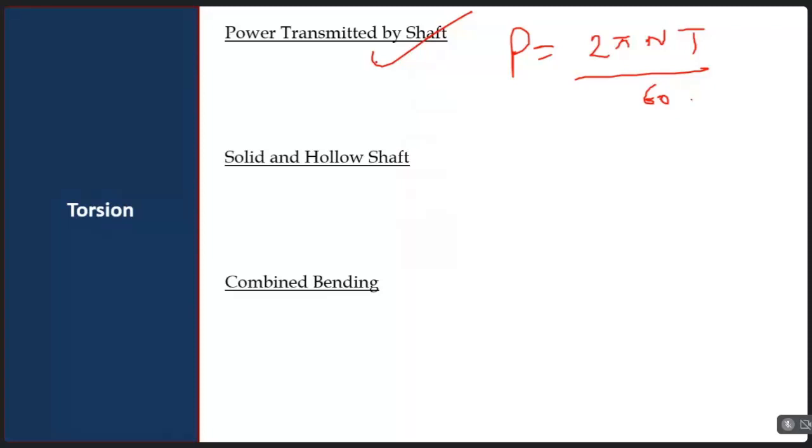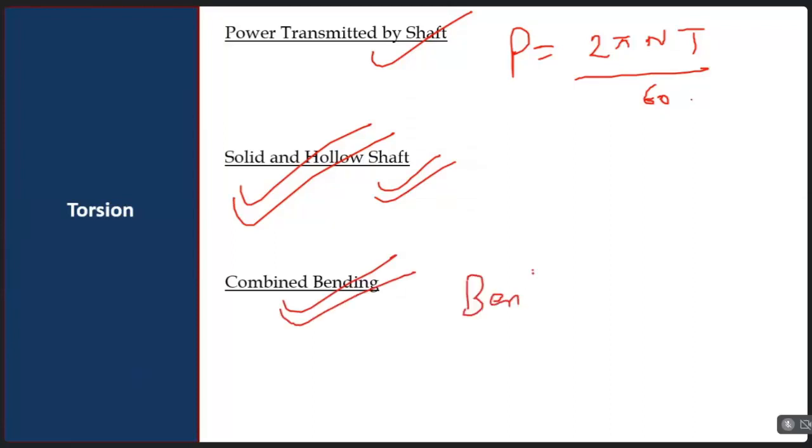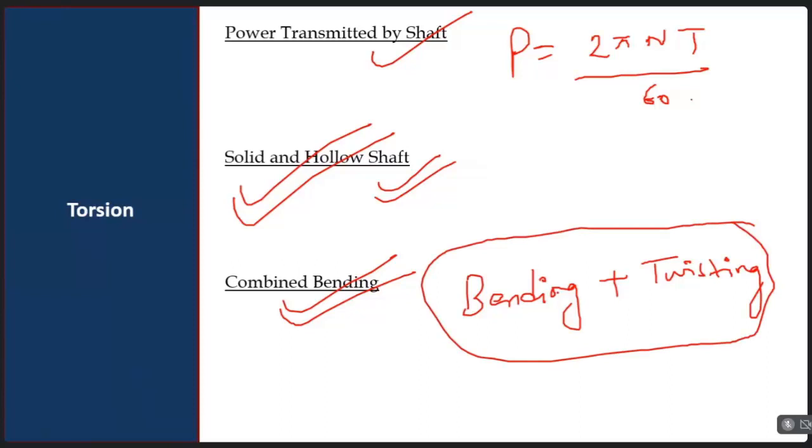Then hollow and solid shaft. We should compare hollow and solid shafts, but you can leave this comparison topic also, because there are fewer questions. Then combined stress, where we have a combination of bending stress plus twisting stress. Once again, here we have combined stress. This topic is also important, so we should go for the combination of bending plus twisting.